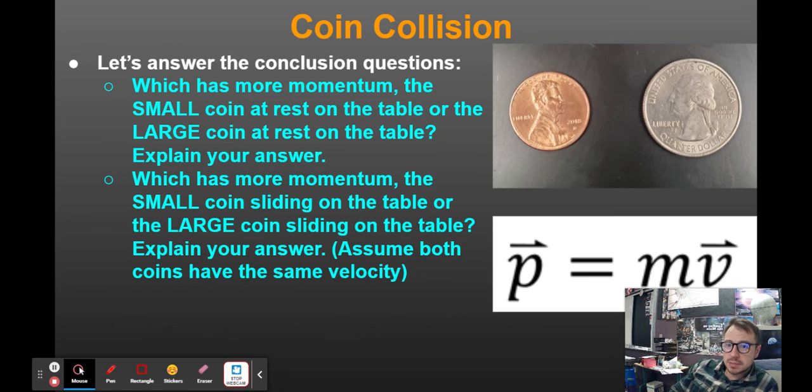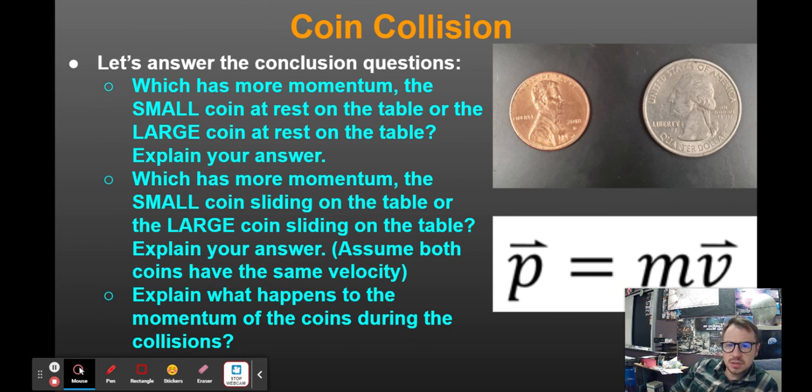Which has more momentum, the small coin sliding on the table or the large coin sliding on the table? Explain your answer. And this is the key where you can answer it: assume both coins have the same velocity. That large coin is going to have more momentum because it has more mass and they're moving at the same velocity. So it's going to have more momentum, like more oomph.